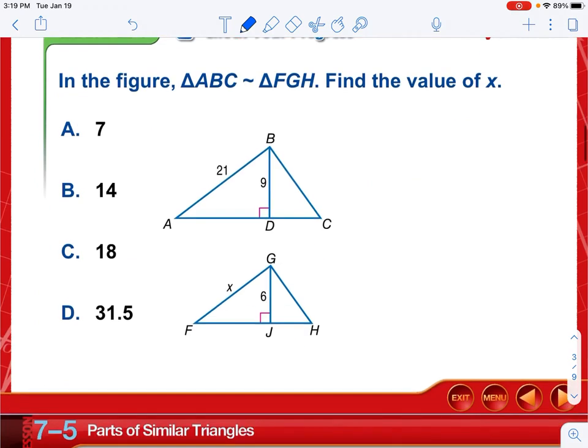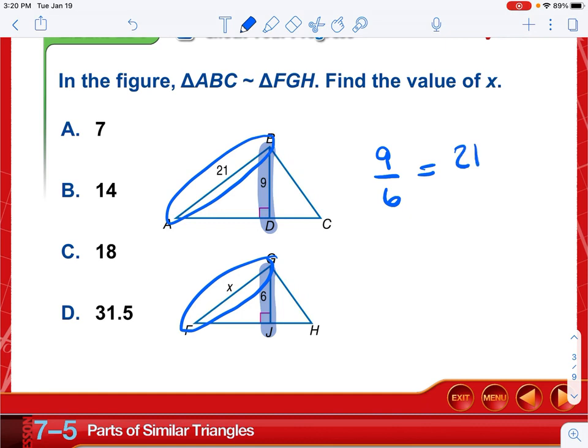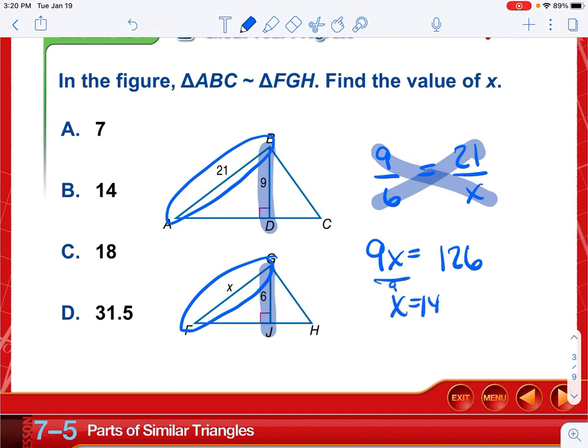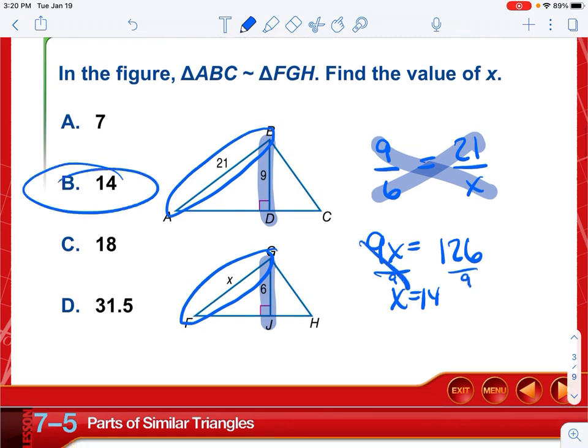Alright, next problem. Very similar this time though, we have an altitude, so pair up your altitudes. 9 over 6 equals another pair of corresponding sides, 21 over x. Go ahead and cross multiply to solve. We get 9x equals 126. That comes out to 14 when you finish solving. Okay?